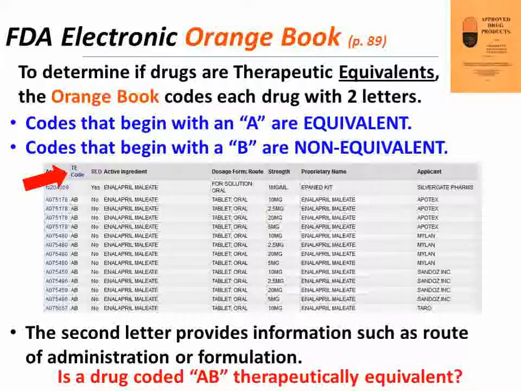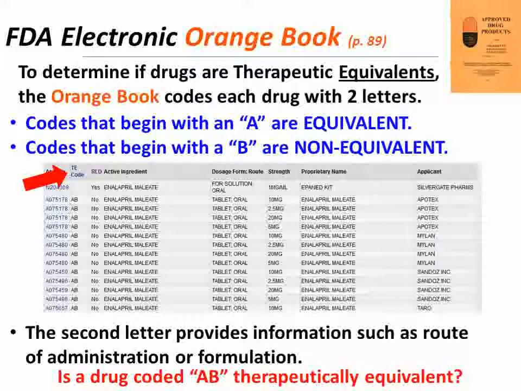So here's a question. Are the drugs in this column, the drugs that are coded AB, considered therapeutically equivalent? The answer is yes. Each of these codes starts with the letter A. That's the only letter we're interested in, the first letter of the code. If it's an A, the drug is equivalent. If it's a B, it's non-equivalent.